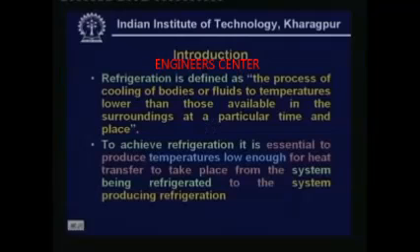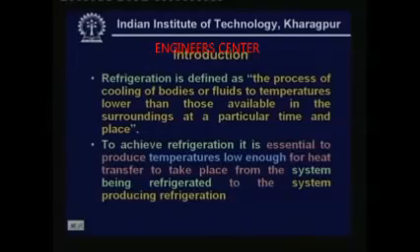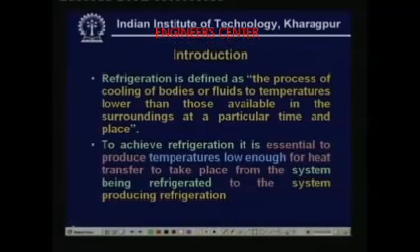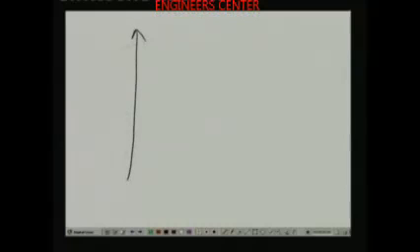And to achieve refrigeration, it is essential to produce temperatures low enough for heat transfer to take place from the system being refrigerated to the system producing refrigeration. So let me explain this. Let me draw the temperature axis here. Let us say that this is your temperature axis, and let this be the surrounding temperature, T surroundings.